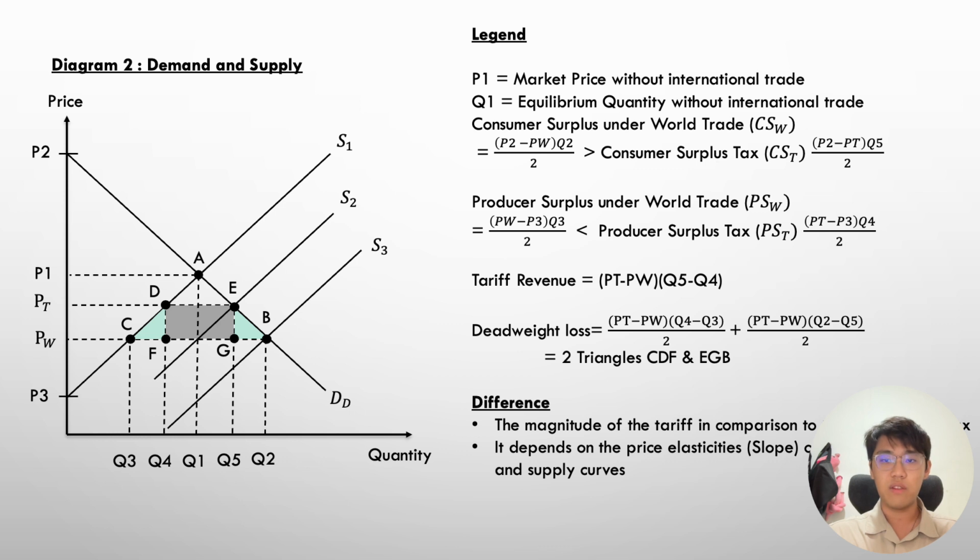The government benefits from tariffs as there will be tax revenue collected, which can be found by taking PT minus PW times Q5 minus Q4. This, however, comes at a cost, as deadweight loss, which represents the loss of efficiency due to tariffs imposed, is produced. The deadweight loss in this diagram are triangles CDF and EGB.